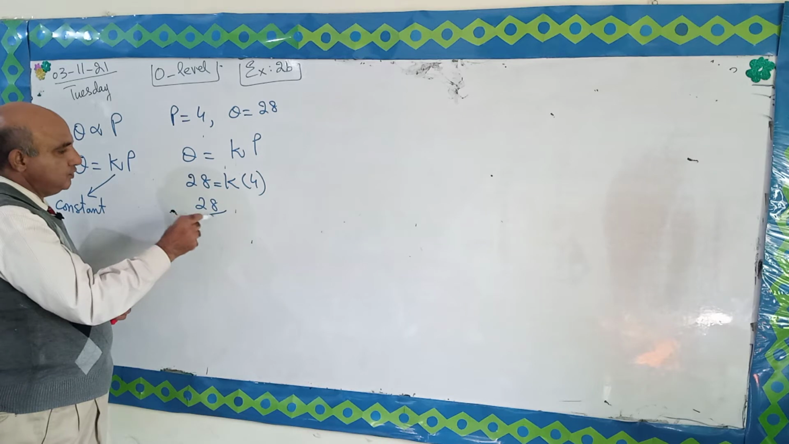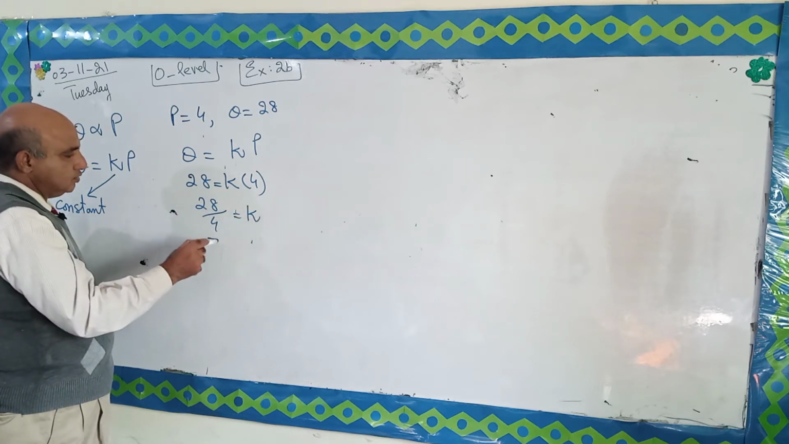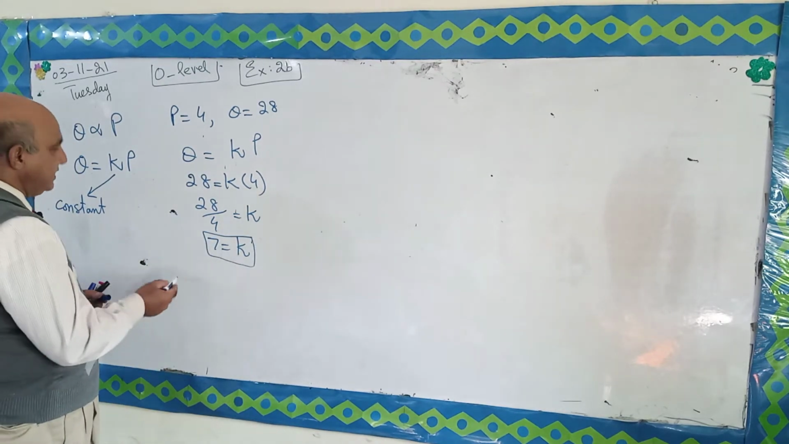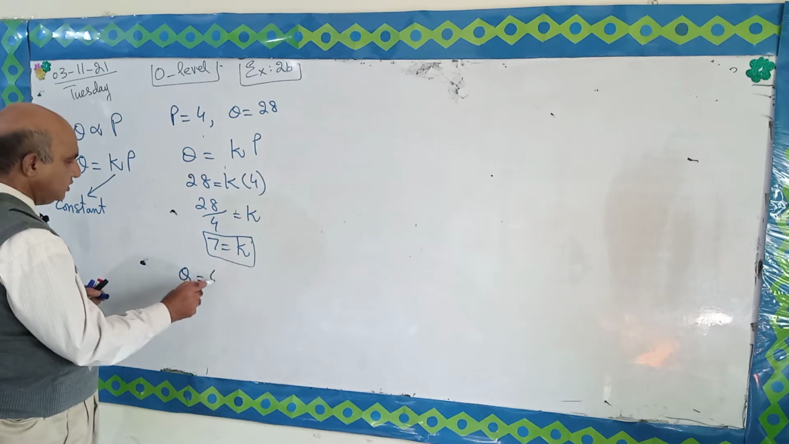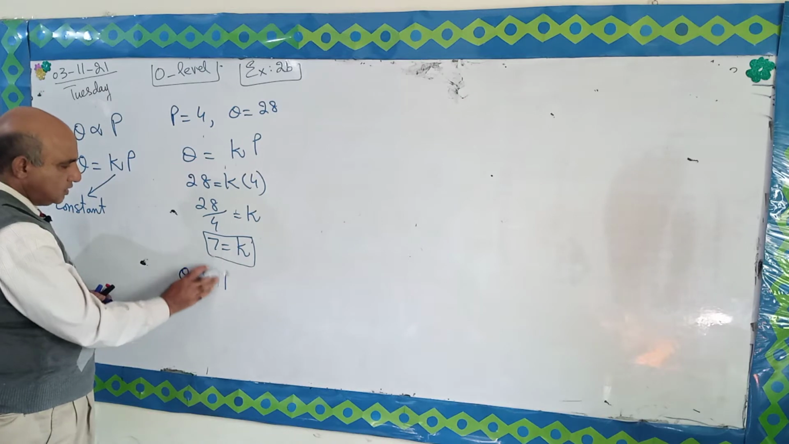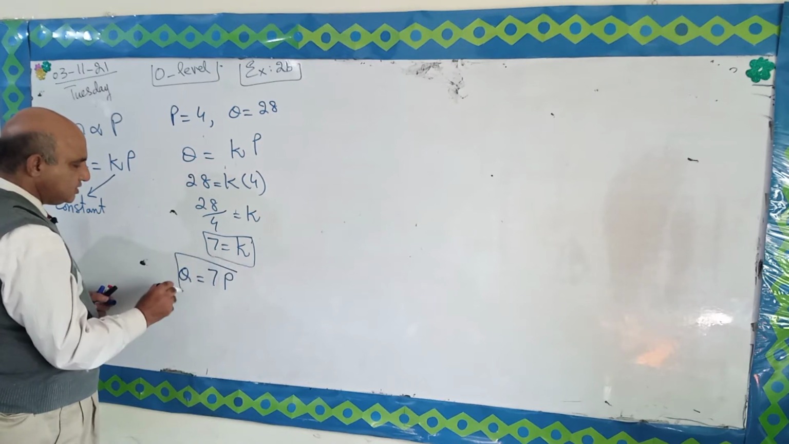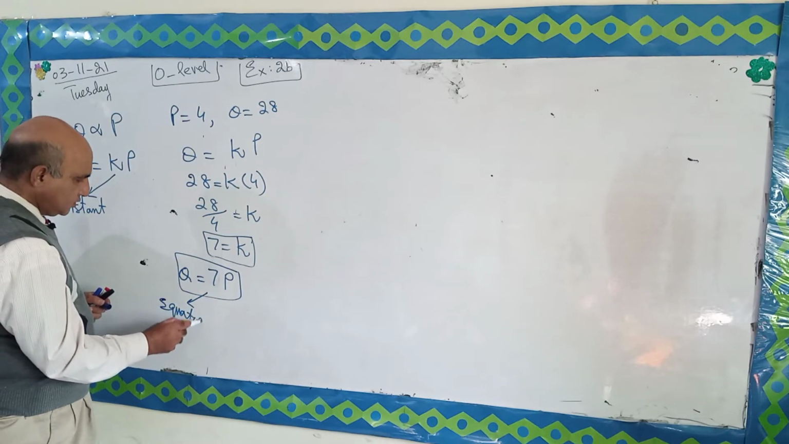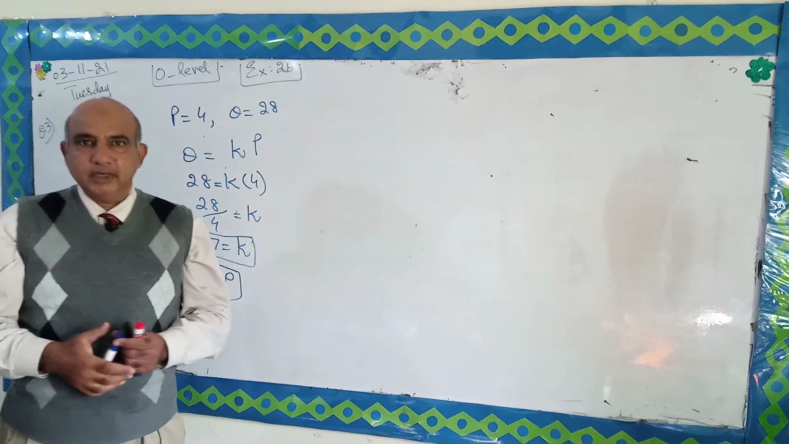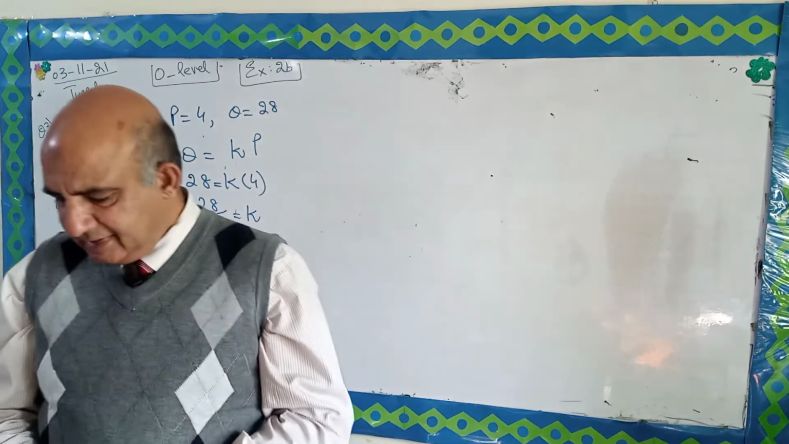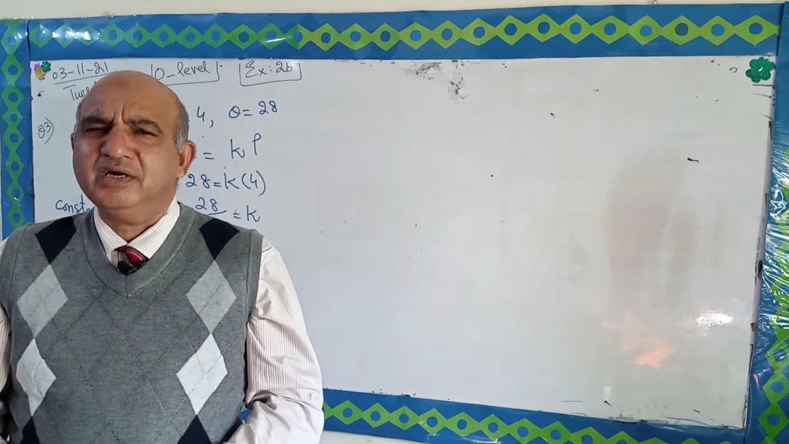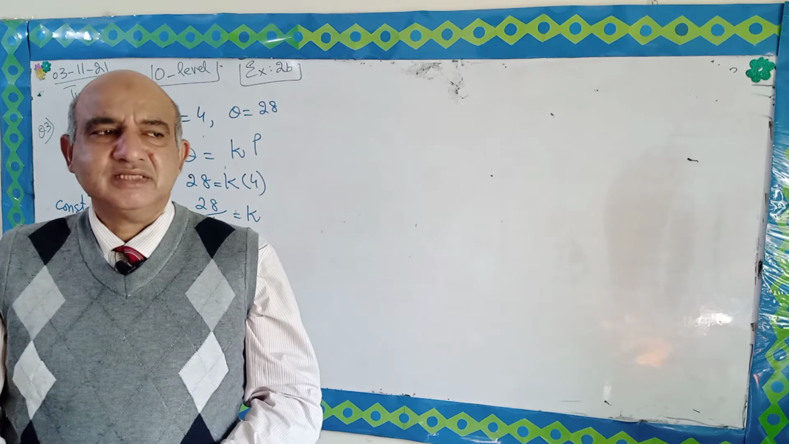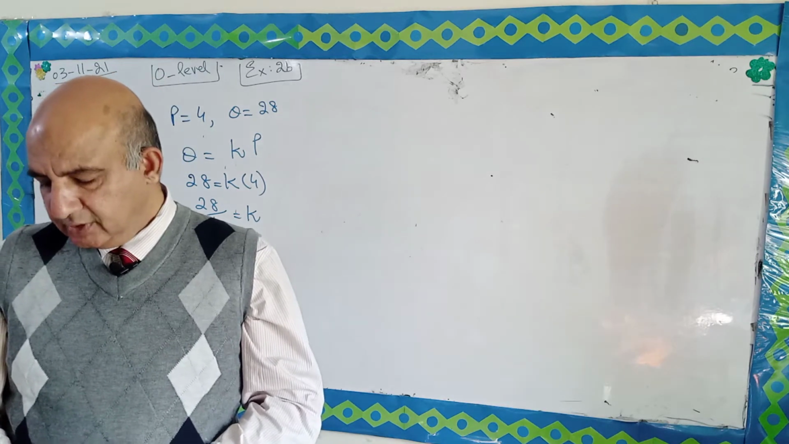So 28 over 4 is equal to K. So the value of K is 7. So we can write that Q is equal to 7P. Right? So this is the equation connecting Q and P. Now he is saying this is also called the law connecting P and Q. Sometimes we say that this is the equation connecting P and Q.